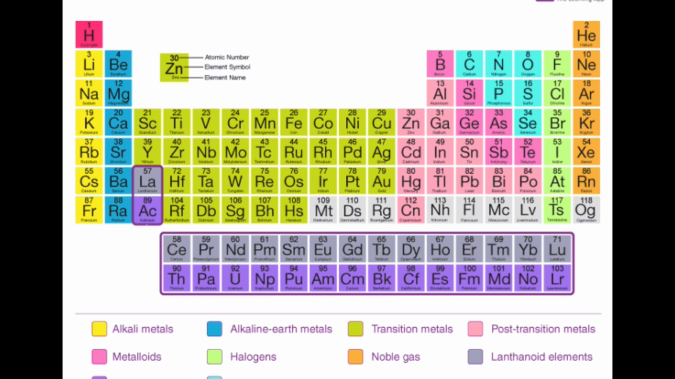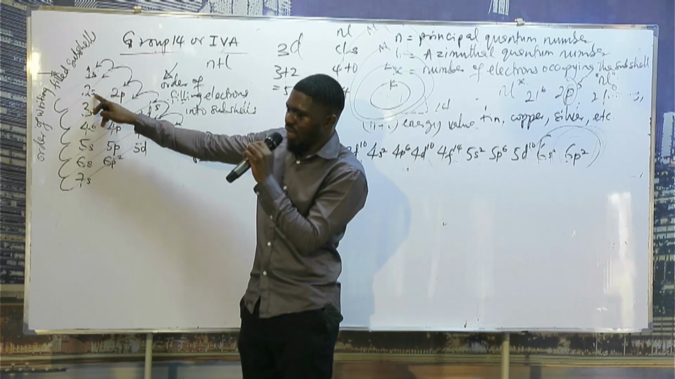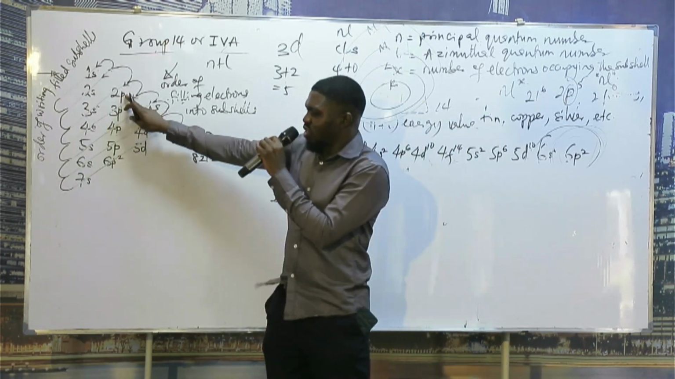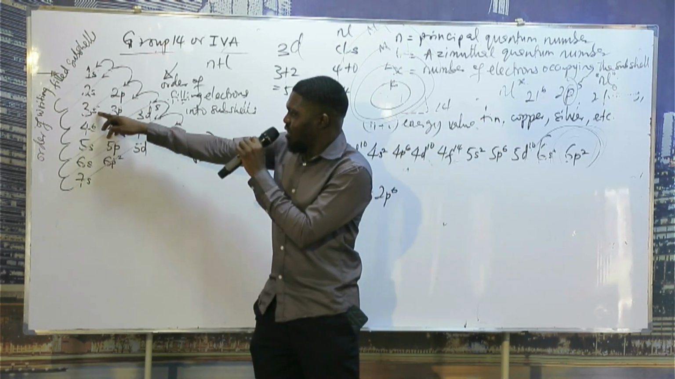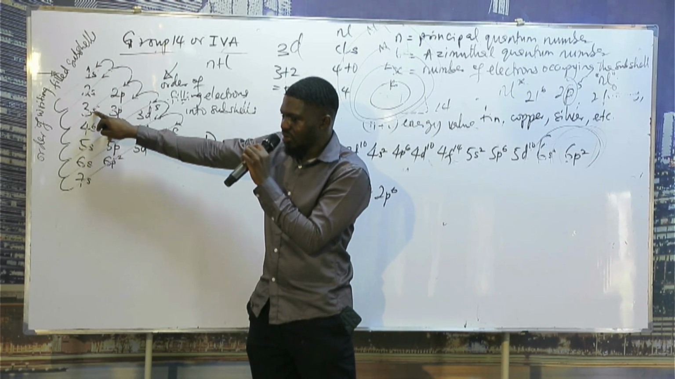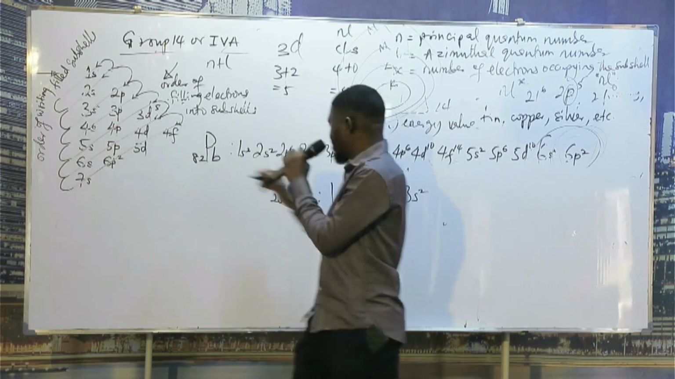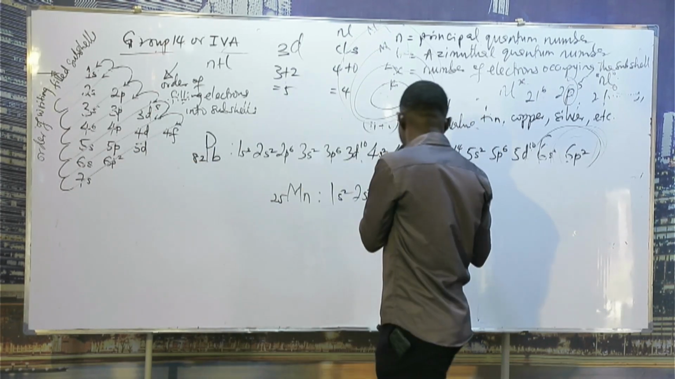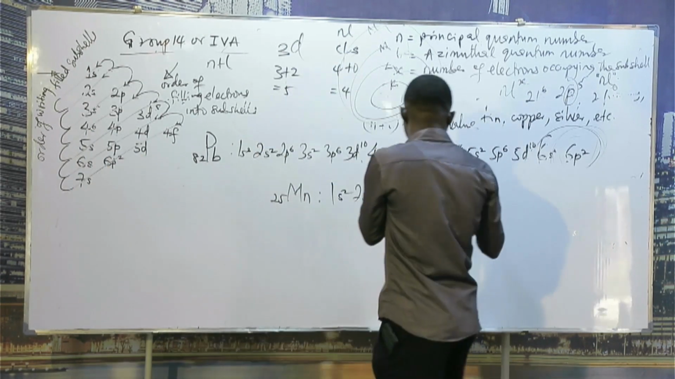Now, when you are writing, you write what you have filled, right? Did I fill this one? How many did I fill there? I write 1s2. Did I fill this one? How many did I fill there? I'll write it down. Did I fill this one? How many? 2. Did I fill this one? How many did I fill there? 3s2. How many did I fill in this one? 3. How many did I fill here at that time? 3d5. How many did I fill here? I will now stop.